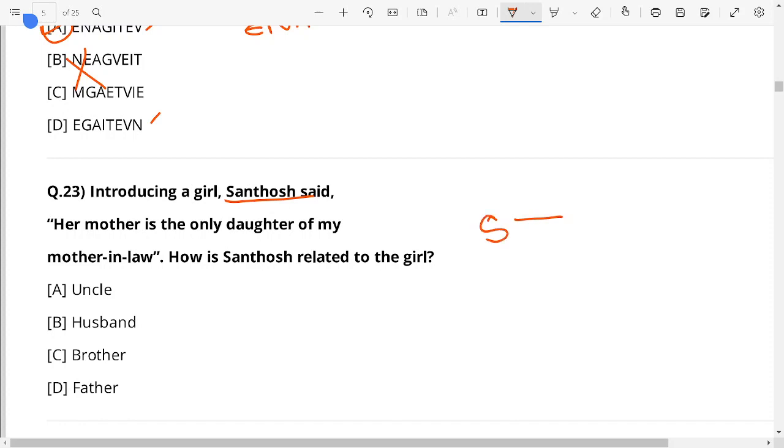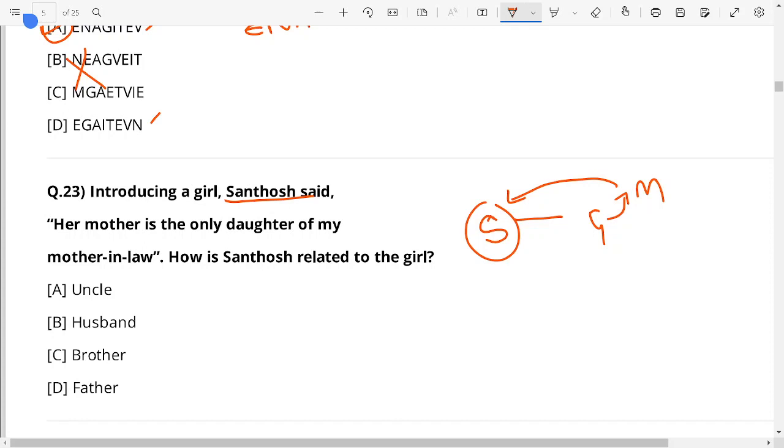Let me write here. Santosh, introducing a girl, said her mother is the only daughter of my mother-in-law. Whose mother-in-law? His, Santosh's mother-in-law. That means the girl's mother will be the wife of Santosh, isn't it? See, the only daughter of mother-in-law means wife. Wife to Santosh. That is, the girl's mother is Santosh's wife.